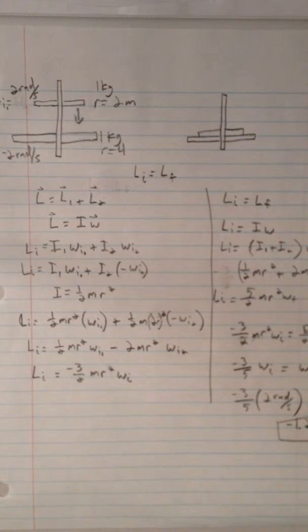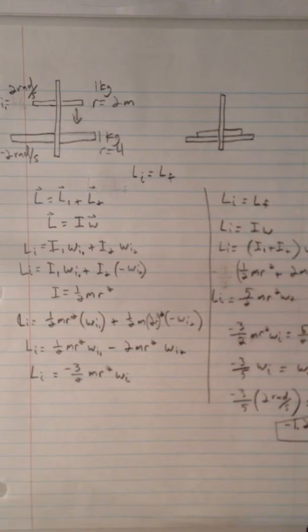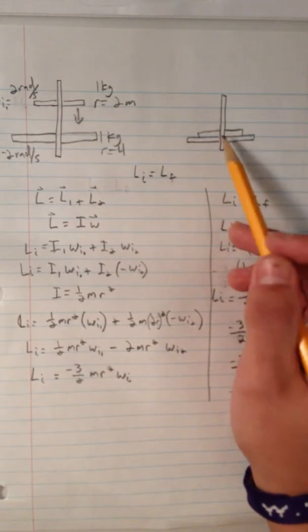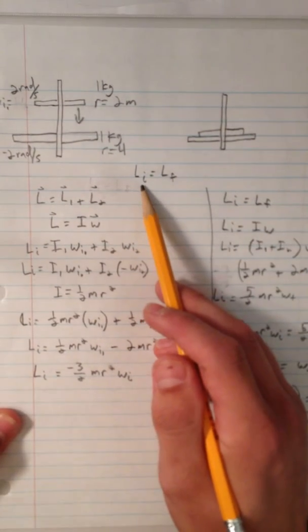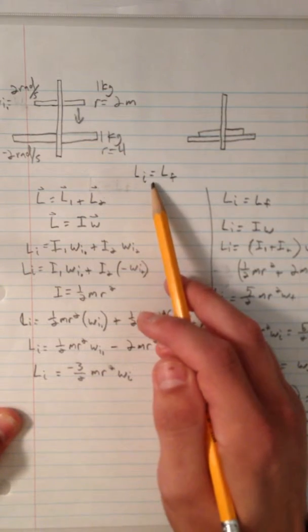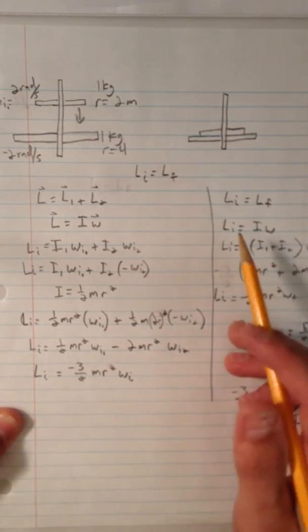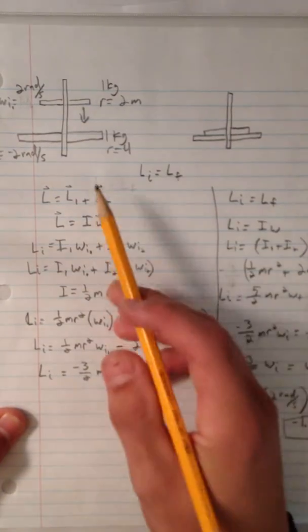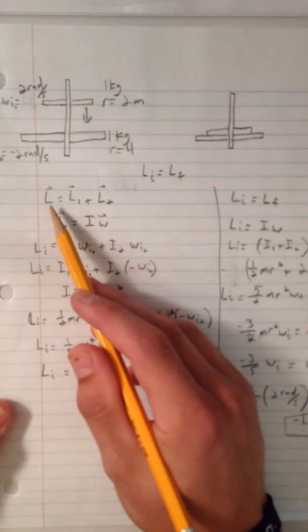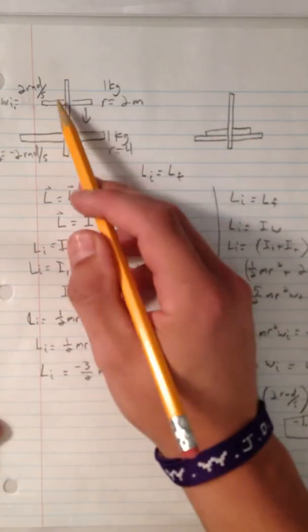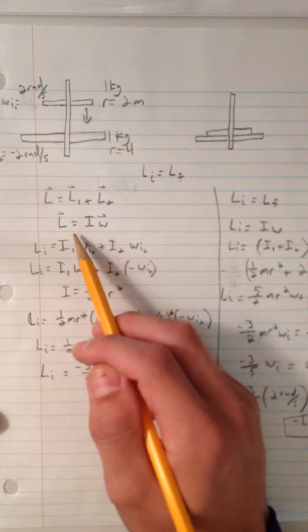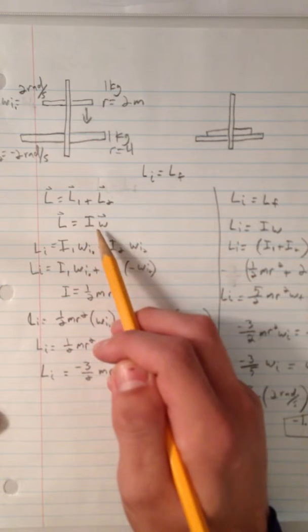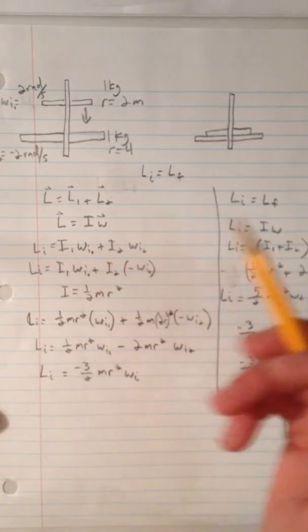What we're trying to figure out is the speed that the gears spin at after they connect to each other. We know that the initial angular momentum is going to be equal to the final angular momentum. So let's deal with the first case. The momentum is equal to the momentum of the first gear plus the momentum of the second gear. We also know that angular momentum equals the moment of inertia times the angular velocity.